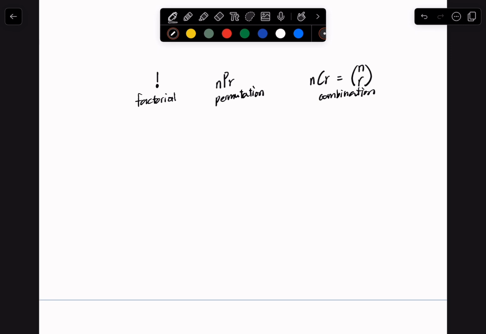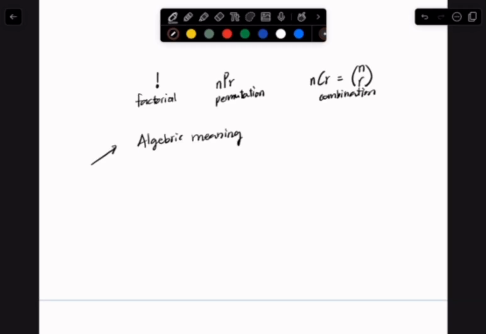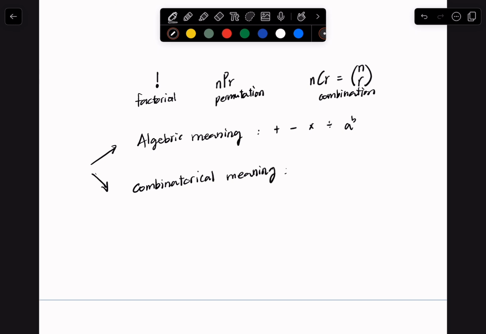In order to have a more comprehensive understanding of these 3 notations, we need to learn them from 2 aspects. First, we have to understand their algebraic meaning. I know it sounds a little bit advanced, but basically what I'm saying is you need to know how to calculate them. You're gonna treat them just as normal operations like addition, subtraction, multiplication, division, or a to the power of b. But beyond that, we have to know their combinatorial meaning as well. What does that mean? That basically means you need to know how to apply each of them in a specific counting question.